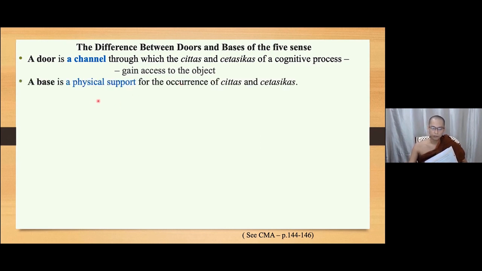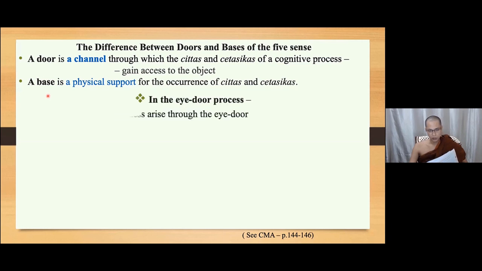And for the base, it is not like this. It is just the physical support for the occurrence of the citta and cetasika. This is the different function of the 5 sensitive matter as a door and as a base. But when they perform different functions, they get different names, although they are the same ultimate reality in essence.